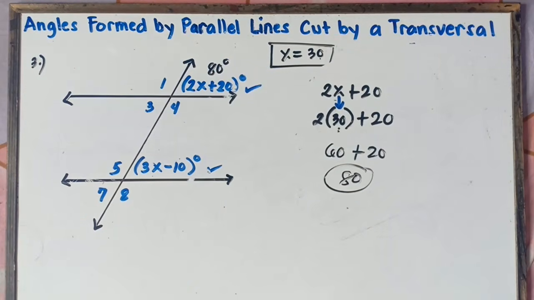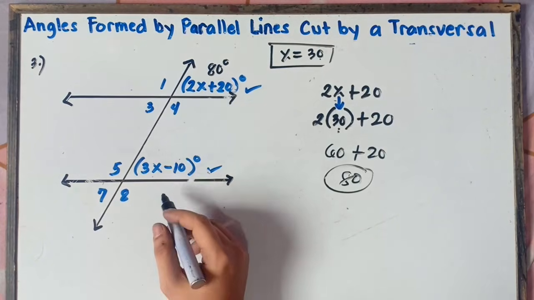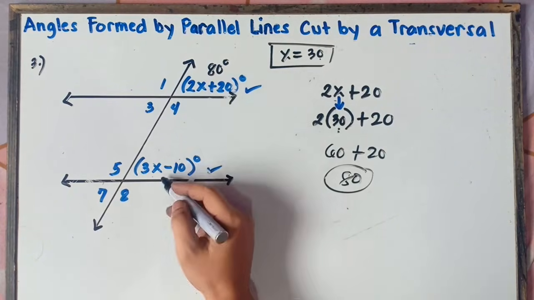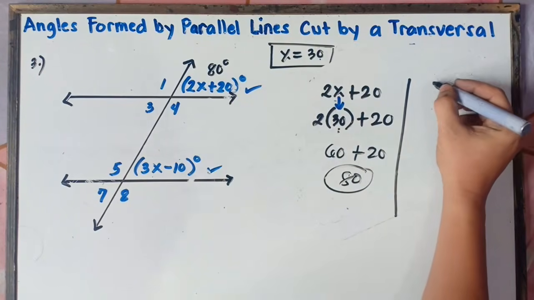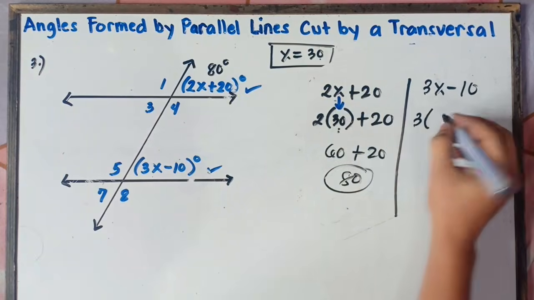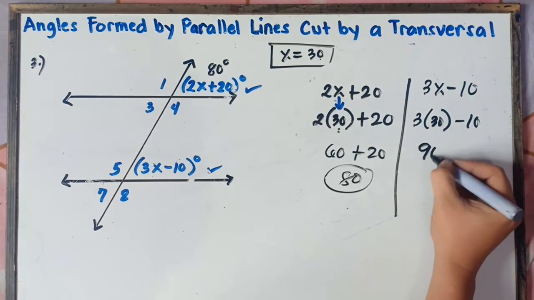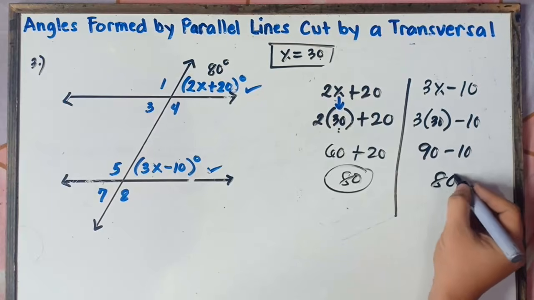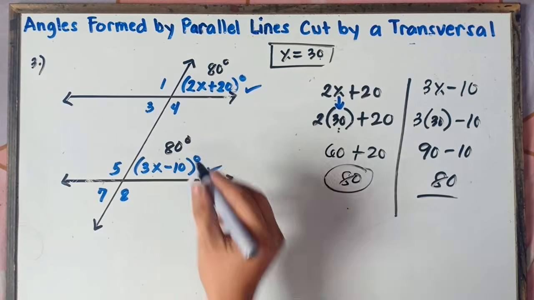Alright, so therefore, class, this should also be 80 degrees because they are congruent, right? They are corresponding angles and they are congruent. Therefore, this is also 80 degrees. But let's double check. 3x minus 10. 3 times the x value, which is 30, minus 10. 3 times 30 is 90, minus 10, that is equal to 80. Yep, they are congruent because they are corresponding angles, and corresponding angles are always congruent. So this is also 80 degrees.